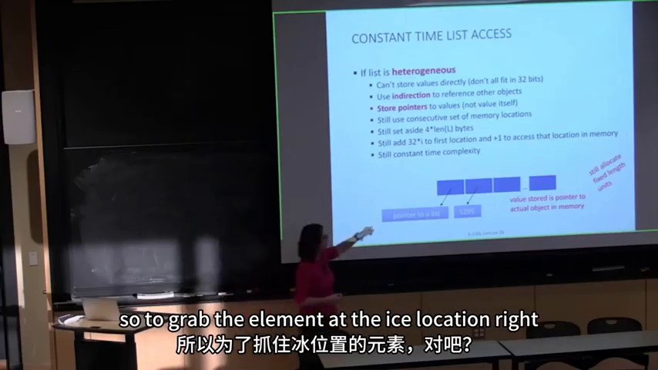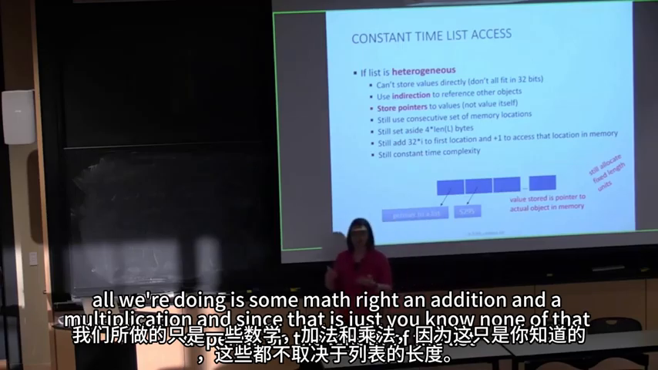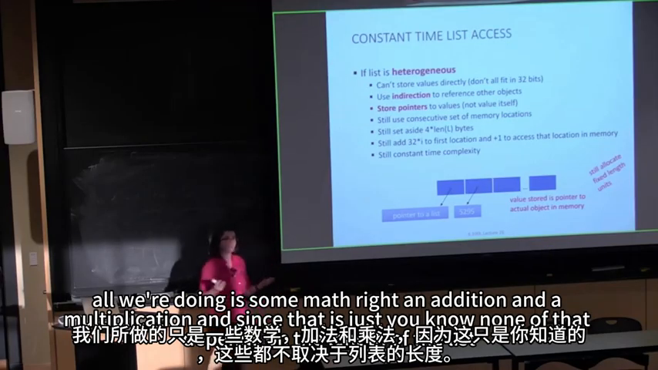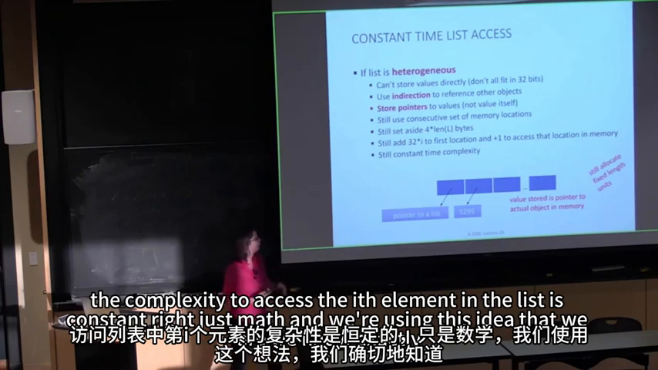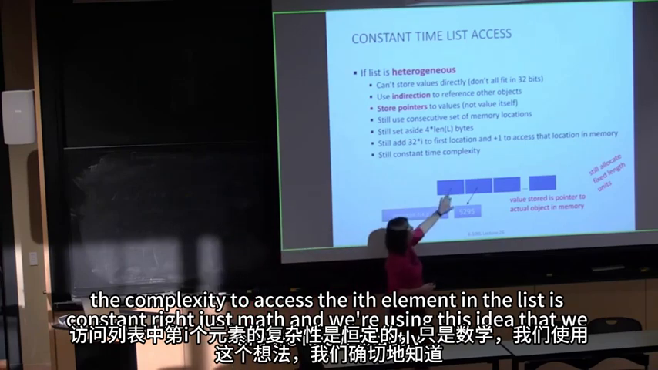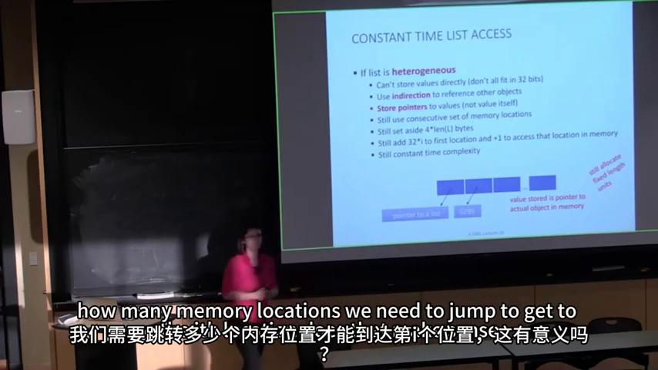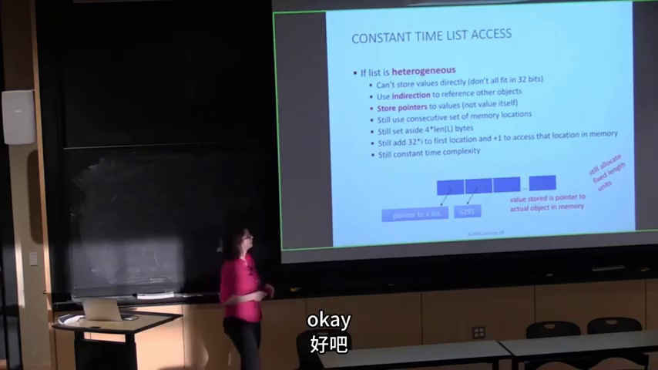So to grab the element at the ith location, somewhere within here, all we're doing is some math. An addition and a multiplication. And since none of that depends on the length of the list, the complexity to access the ith element in the list is constant. Just math. And we're using this idea that we know exactly how many memory locations we need to jump to get to the ith location. Does that make sense? Okay.